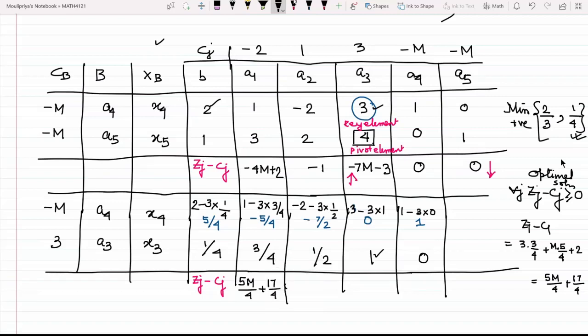What about Z2 minus C2? Here you have 7m by 2 plus 3 by 2 minus 1, that means plus half. The next one would be 3 minus 3, which is 0. Next you have 0. Are we okay with this? Then tell me, what about the Zj minus Cj in this case? Have we reached the optimality condition? Are all my Zj minus Cj greater than equal to 0?